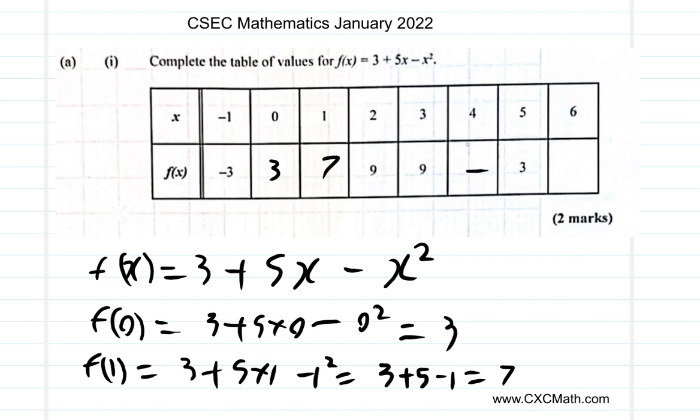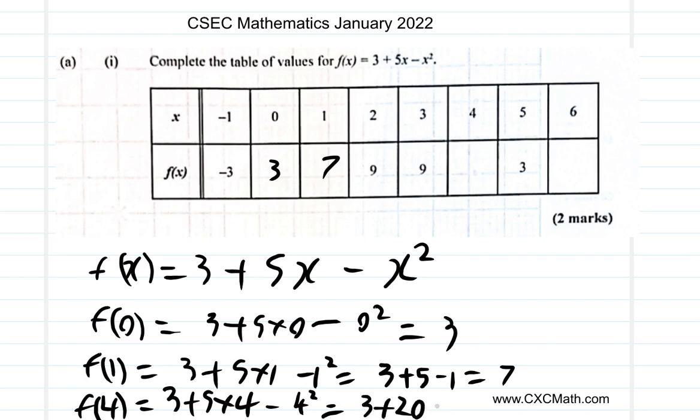Then for here now, 4 is x. So you're looking at f of 4 would be 3 plus 5 by 4 minus 4 squared, because you replace x with 4. So you have 3 plus 5 by 4 is 20, minus 4 by 4, 16. So in this case, 3 and 20 is 23. 23 minus 16 is what?